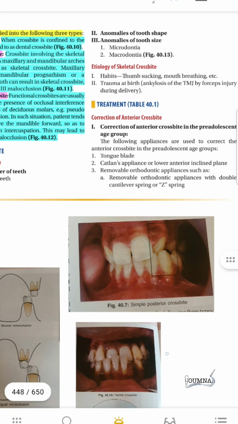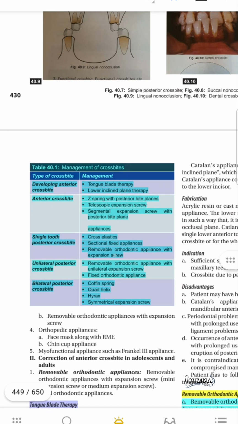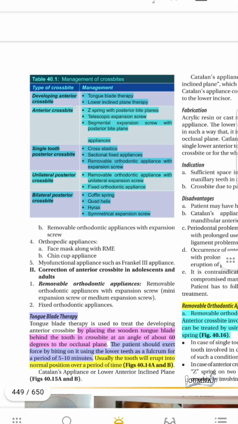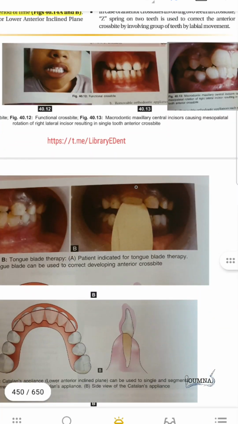Okay, now how can we deal with it? We will divide the treatment according to the place, which means that we will correct first the anterior crossbite, then we will know how to manage the posterior ones. For the anterior crossbite, if we are still in the developmental stage, we can use a simple procedure, that is the tongue plate therapy. This is it.